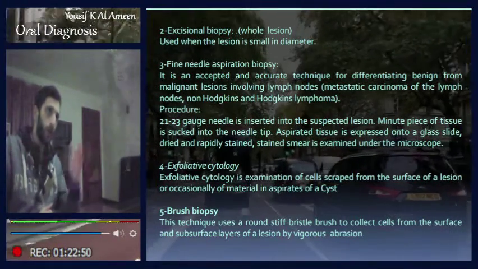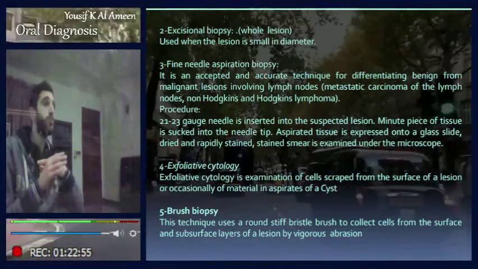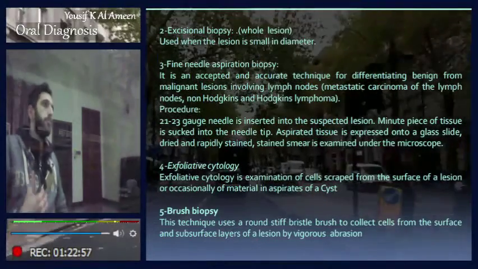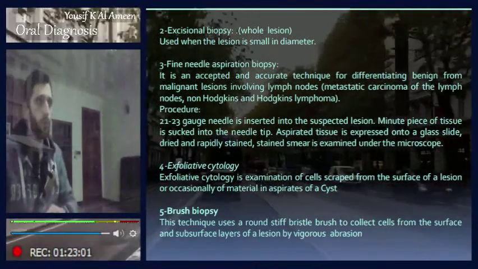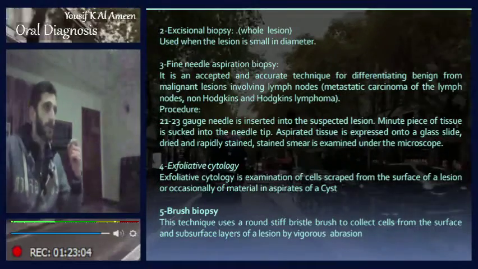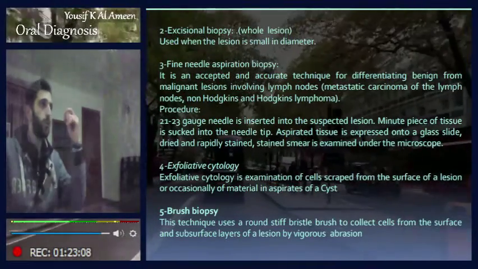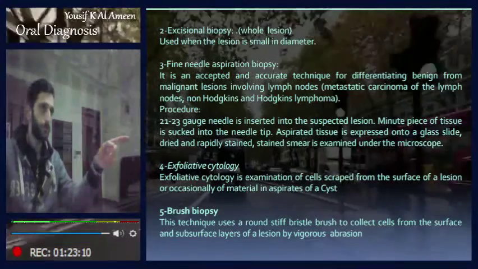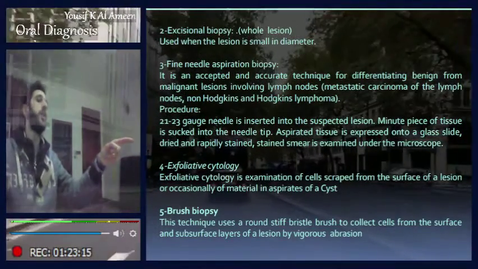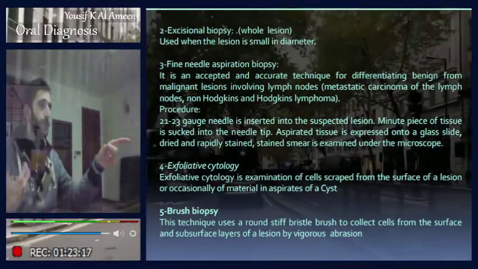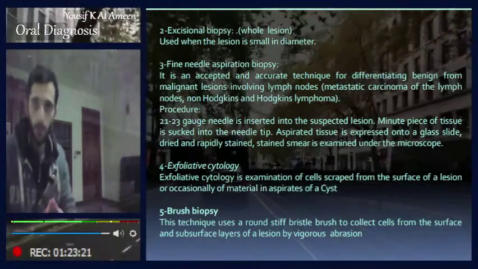Procedure: a 21 to 23 gauge needle is inserted into the suspected lesion. A minute piece of tissue is sucked into the needle tip. Aspirated tissue is expressed onto a glass slab, dried and rapidly stained. The stained smear is examined under the microscope.